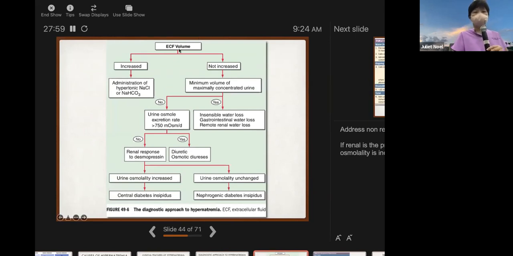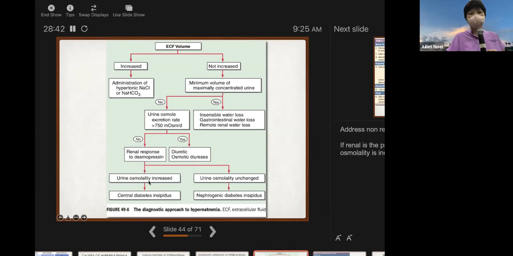For the approach, we also look at the volume. If it's increased, it's administration of hypertonic sodium chloride. If it's not increased, minimum volume, maximal concentration. So you ask if it's a maximally concentrated urine, and you look at the urine osmolality. If it's more than 750, yes, that's usually diuretic or osmotic diuresis. If no, you look at the renal response to desmopressin.